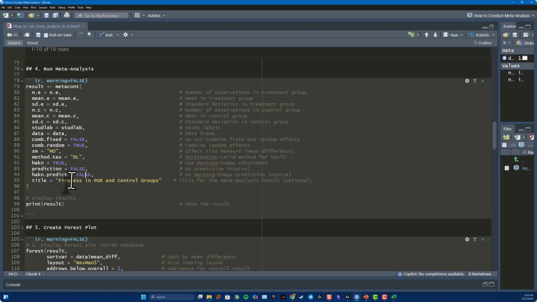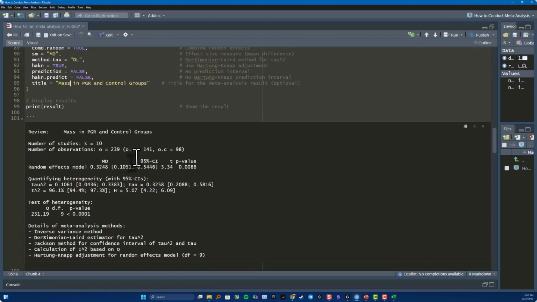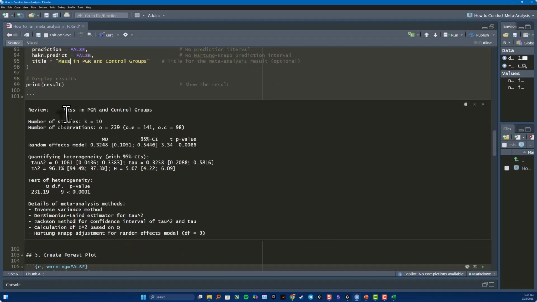Also, we have the title listed here. So in our case, this is actually supposed to be mass, but we'll just change that here. So mass and PGR control groups, it can be whatever you want it to be. And then it'll very simply print you the results of your meta-analysis.